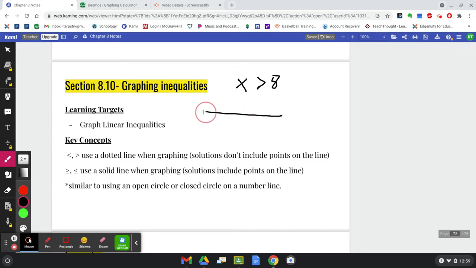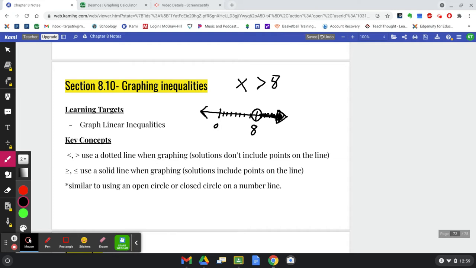And so on my number line, right, like if this is 0, 1, 2, 3, 4, 5, 6, 7, and there's 8, right? Since it was a greater than, we used an open circle, and greater than would be to the right. So we would shade everything or solid line this and everything to the right. So that was in a single variable.